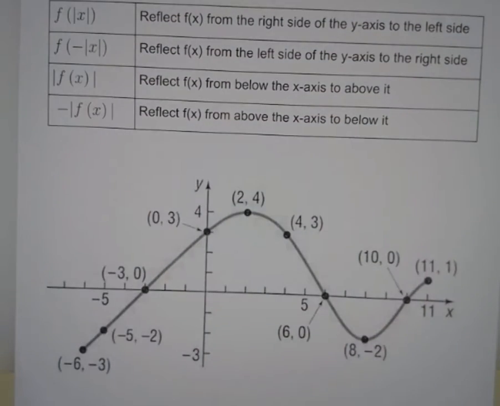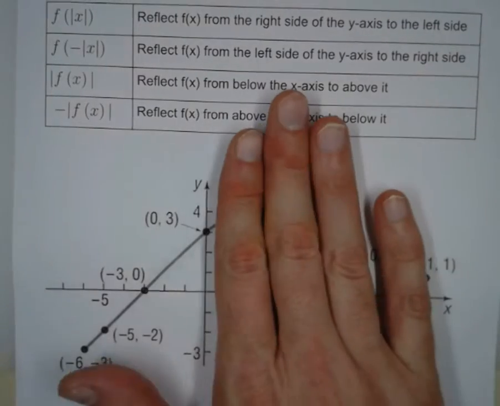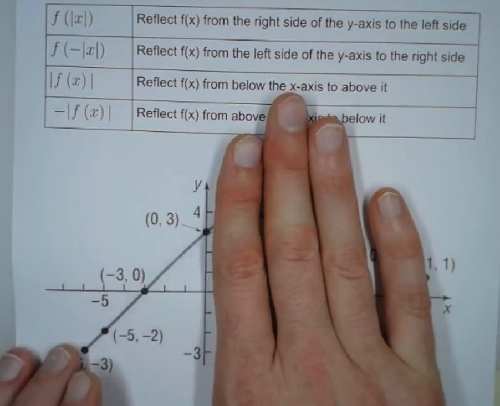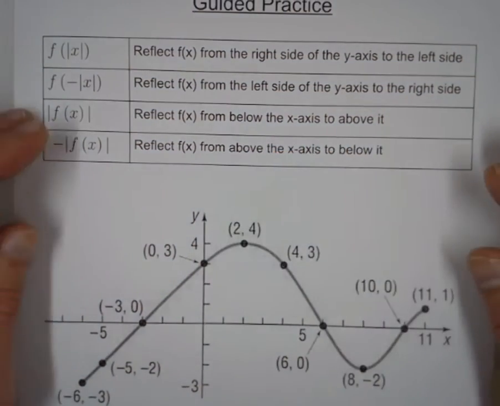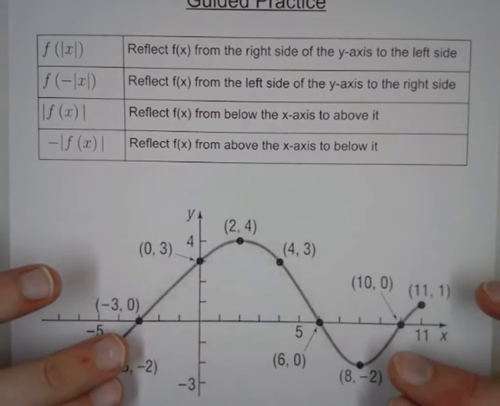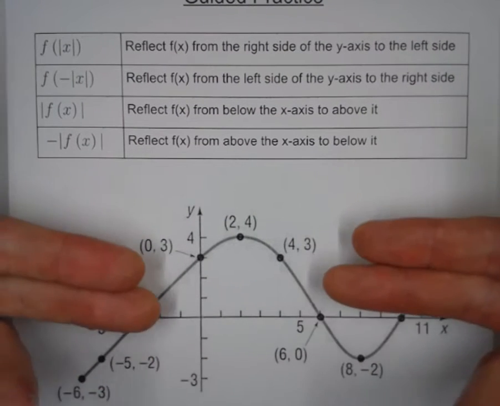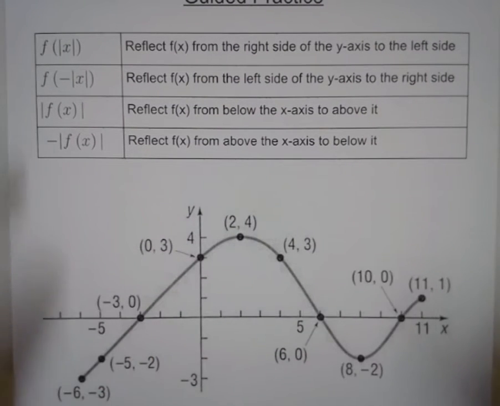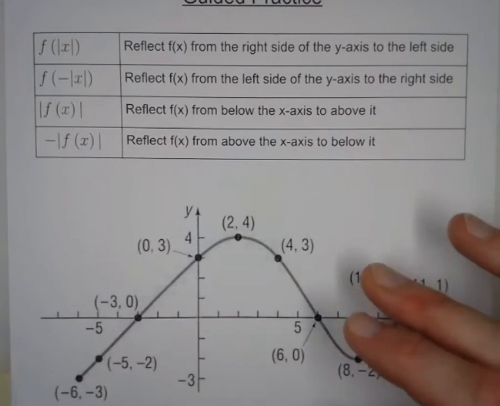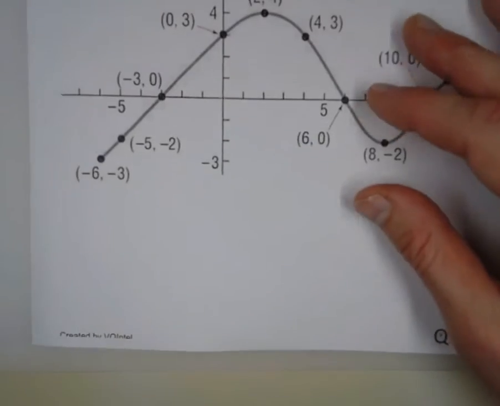Now with negative absolute value of x, that means everything is negative. So that means this is now going to flip over to this side. When you take absolute value of f of x, what that means is anything that's negative is now made positive. It's going to be flipped up. And then negative f of x means everything that's positive is going to be flipped down. So let's practice this.